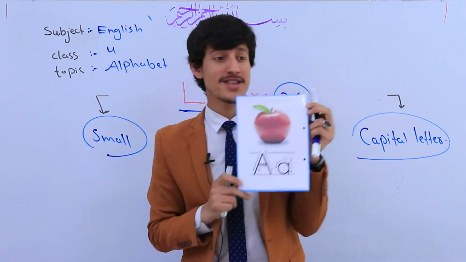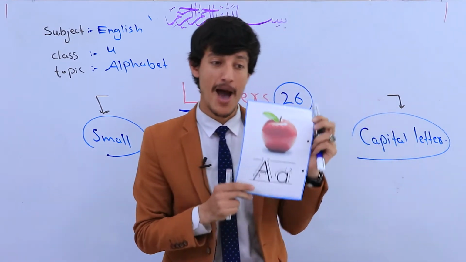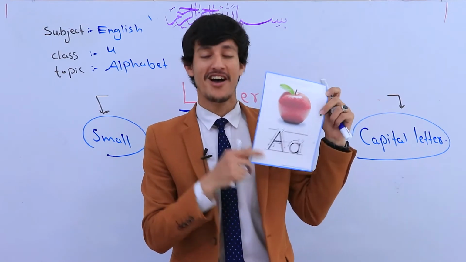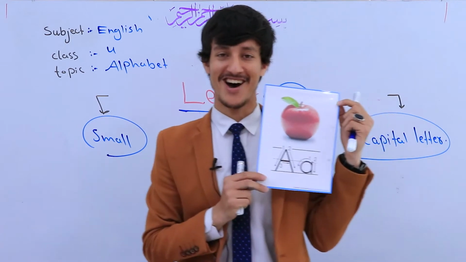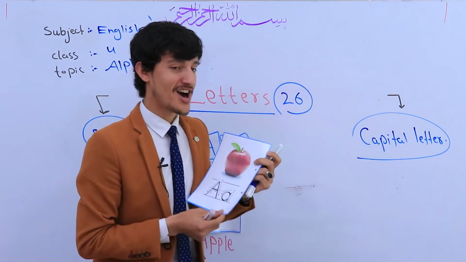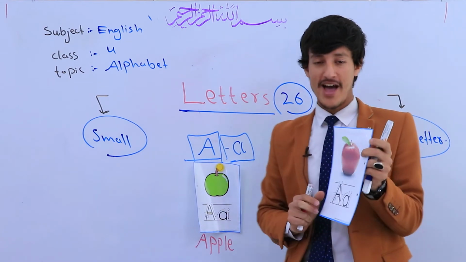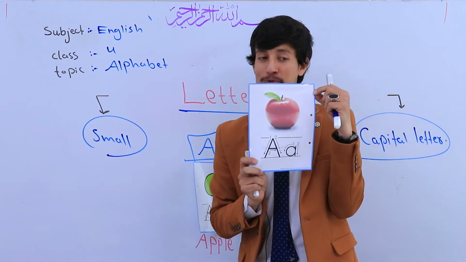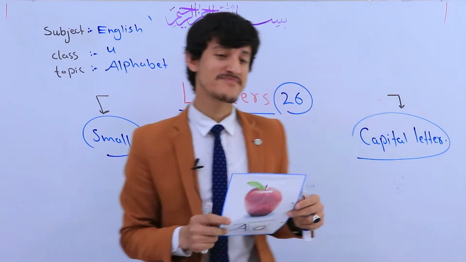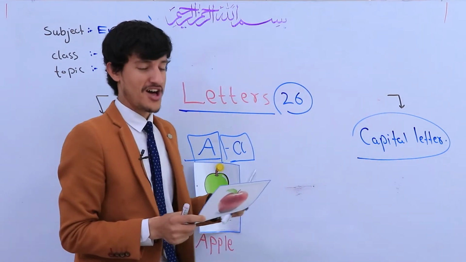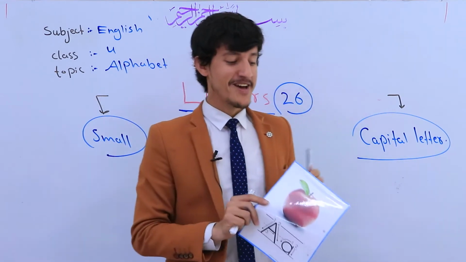What does apple mean? Khadija, apple. Excellent. Right? You know, guys, this is a green apple and this is a red apple. I don't like green apple. I like red apple. Right?